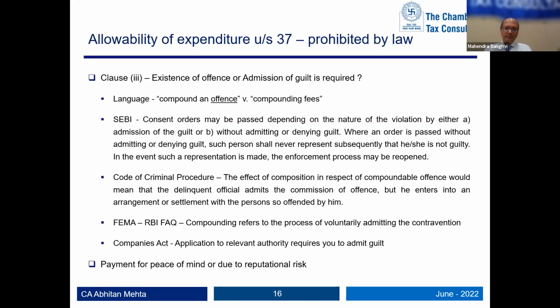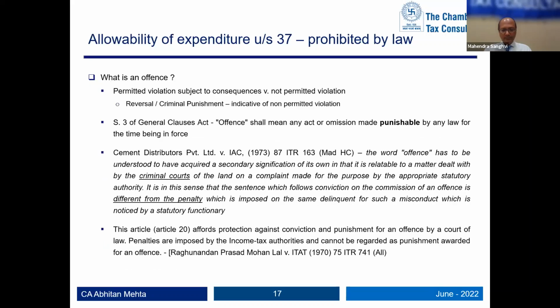For example, SEBI has both types of orders, where you admit your guilt and one where you don't admit your guilt. FEMA speaks of the process of voluntarily admitting the contravention. So you have a contravention, but it is not guilt, or it is not an offense, so to say. That is how a tribunal has looked at it. We'll come to that in a minute. The Code of Criminal Procedure says that it is an admission of guilt. So how will you look at this? Whether compounding fees you have paid were for peace of mind, for your reputational risk, or there is an offense which is there. So what do you mean by offense?